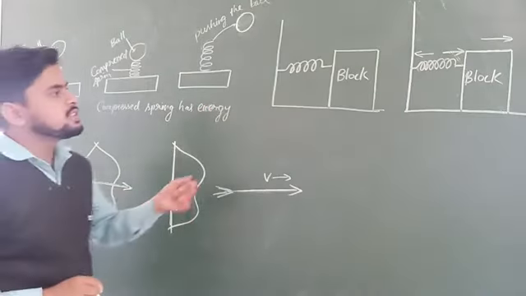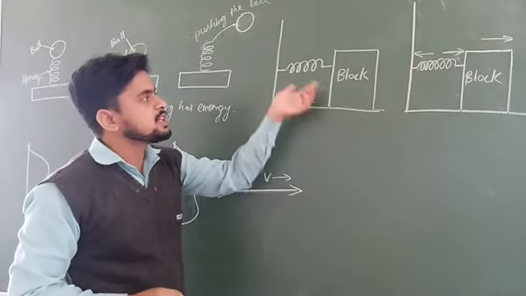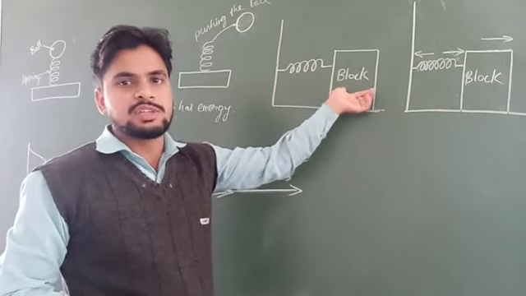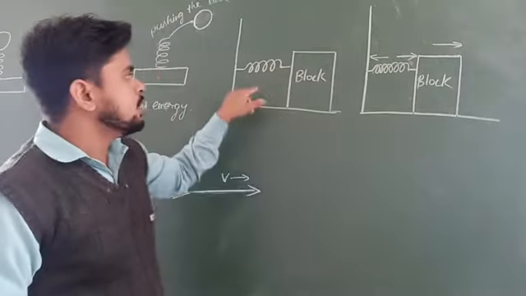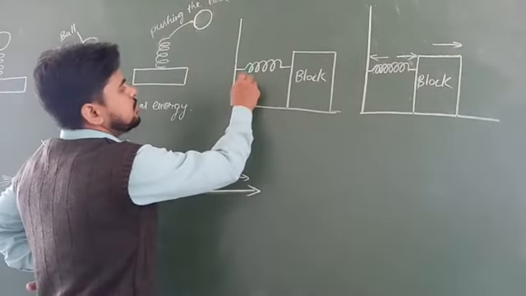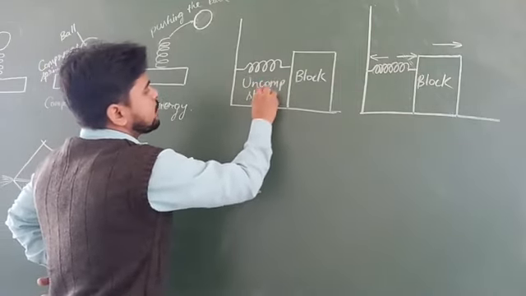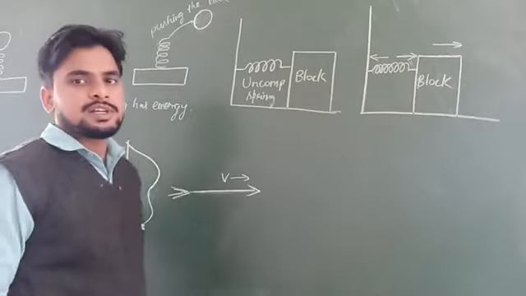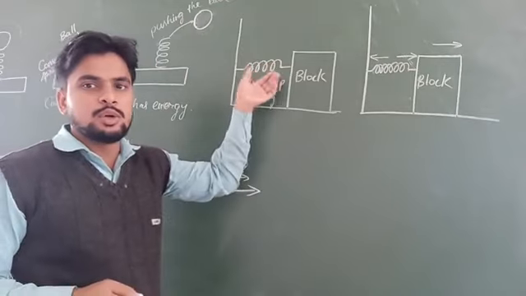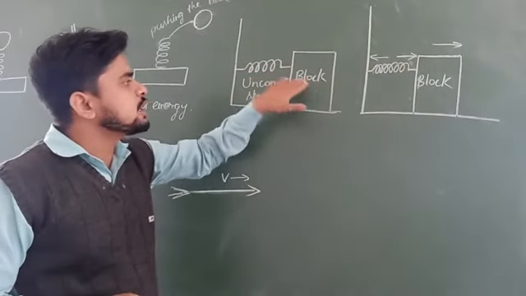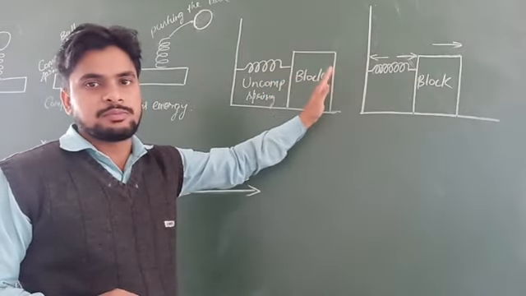Okay. Now let us see the second situation. Here in this example you can see that there is a spring and a block is attached with this spring. Now in this example you can see that this is the uncompressed spring, or you can say this is the original shape and size of the spring. Now in this situation, this spring has no energy. Why? Because it cannot apply certain force on the block so that the block gets displaced.